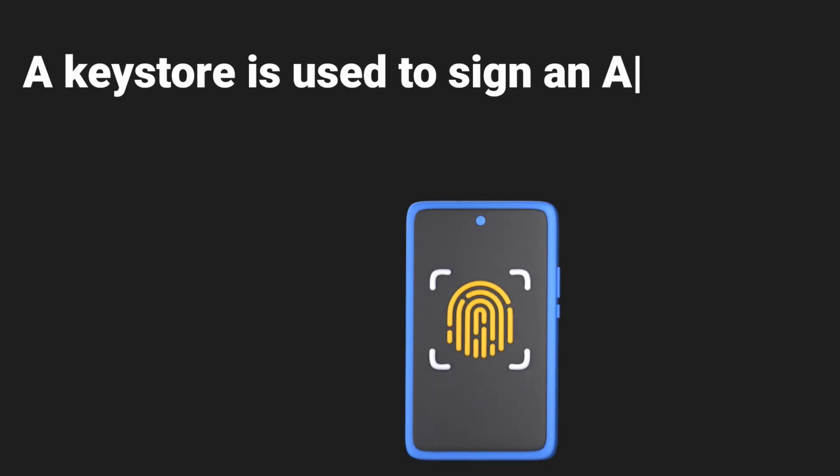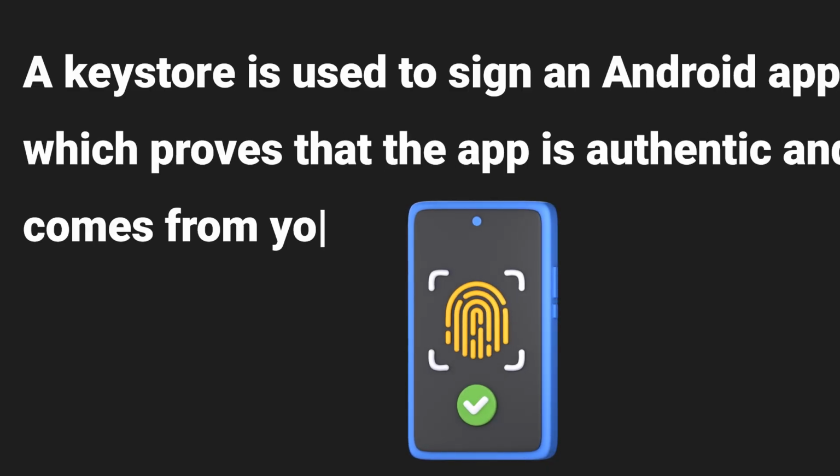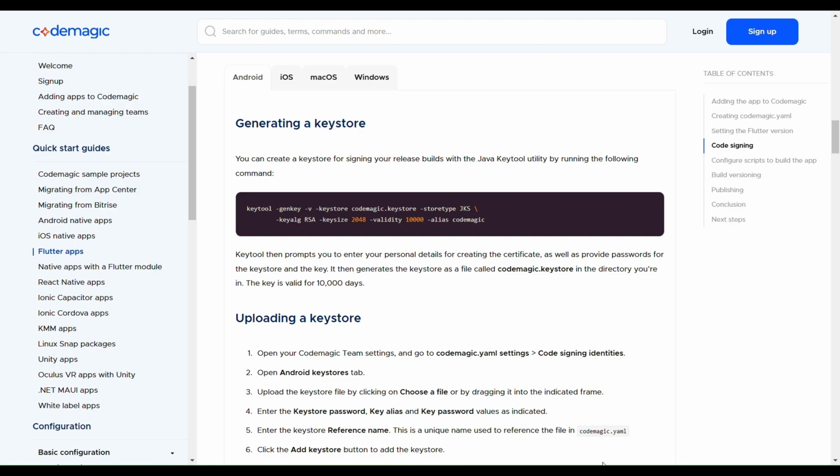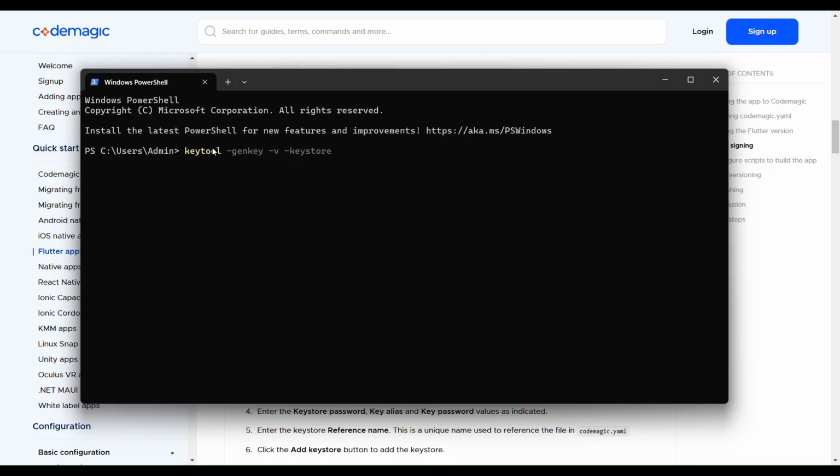project. First, we'll be creating a Keystore file. A Keystore is used to sign your Android app, which proves that the app is authentic and comes from you. We'll be looking through this document as a reference, which is from CodeMagic itself. The link will also be in the description if you want to check it out.